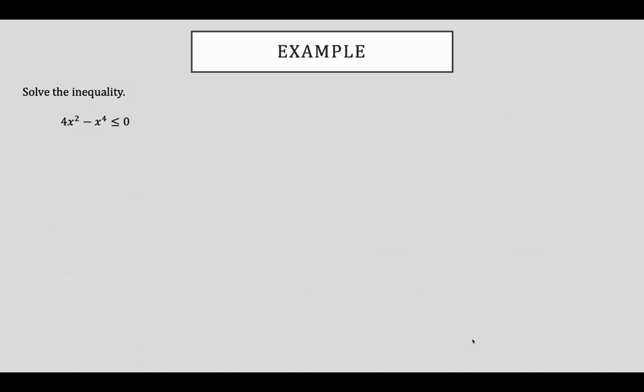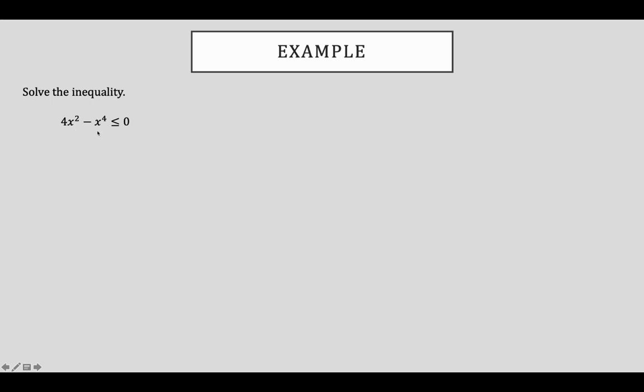Let's try another one here. Solve the inequality: 4x squared minus x to the fourth is less than or equal to 0. The nice part about this inequality is that it's already written in polynomial form, and it is already set to 0. So the next step is to factor.